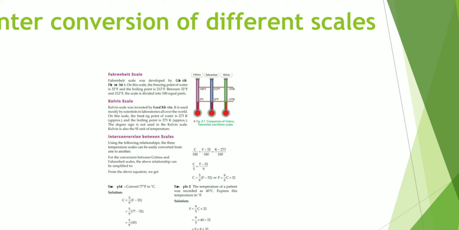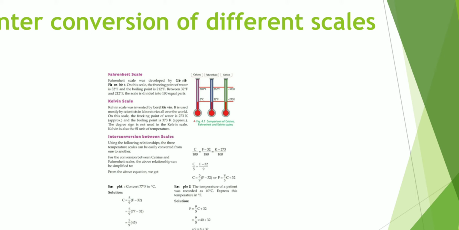Now coming to Kelvin scale. Kelvin scale was invented by Lord Kelvin. It is used usually by the scientists in the laboratories all over the world. On the basis of this, freezing point of water is 273 K and the boiling point is 373 K approximately. The degree sign is not used in Kelvin scale. Kelvin is also the SI unit of temperature.